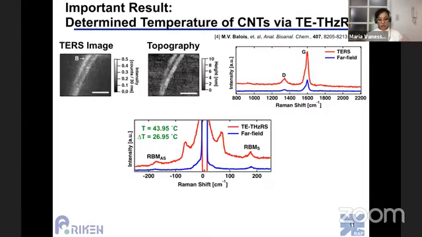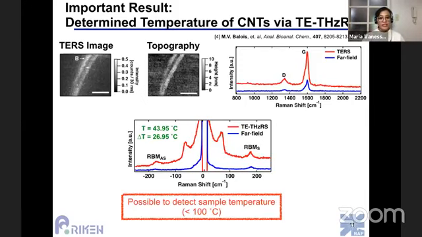Now, as a result, we were able to extract the anti-Stokes and Stokes Raman from the carbon nanotube. And from there, we were able to detect sample temperatures less than 100 degrees Celsius. Now, one thing I have to point out here, since I was so excited about the temperature, is please look at this image over here, which is the TERS image and also the topography image.